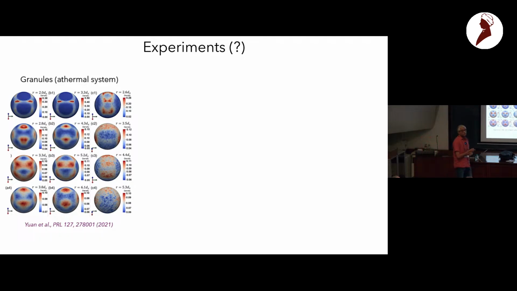The question is, can this be done in experiments? So these were experiments that were done with granules. What they did is, you take granules in a container, you can do tomography of this container, and you can get all the particle positions. This was done for different size ratios. You once again see this sort of angular order develop at large distances.